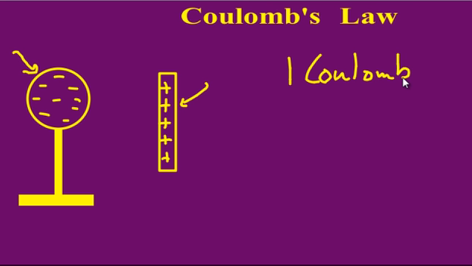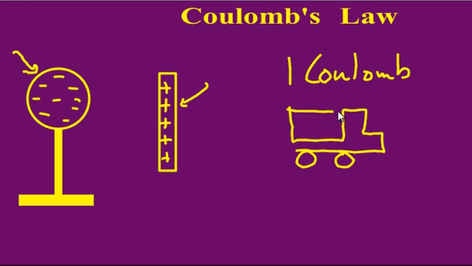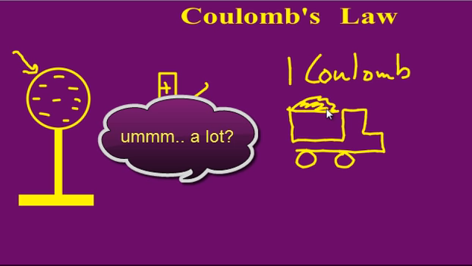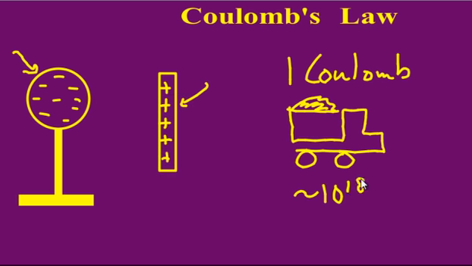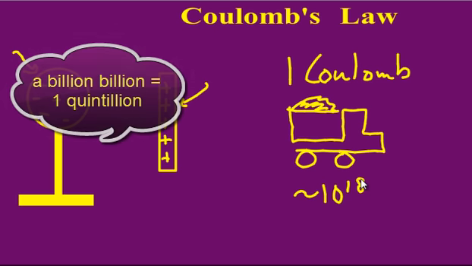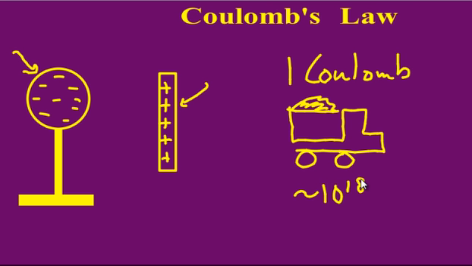Well, it turns out that the Coulomb is actually a monstrously large unit, okay? In fact, it's so large that I'm going to give you an analogy. The analogy is a dump truck. So here's our nifty little dump truck, and it is carrying sand out of a construction site. How many grains of sand would you estimate are in a dump truck? A whole lot, right? Well, it turns out that there are on the order of 10 to the 18th grains of sand in the dump truck.